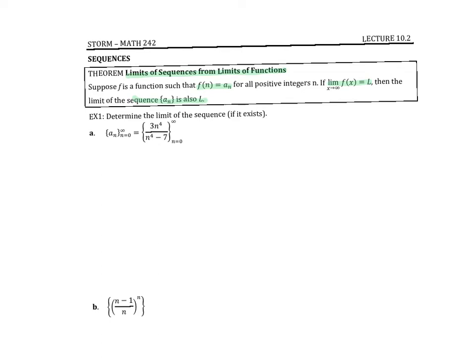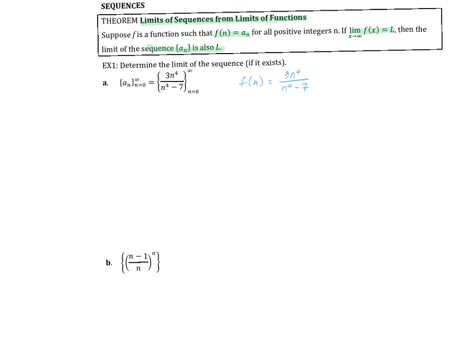If we look at example 1, we have this sequence. And let's say our function, I'm just going to use n instead of x to be consistent with my sequence. Let's say my function is 3n to the fourth over n to the fourth minus 7. Then I can go ahead and evaluate that limit as n goes to infinity of this new function that I defined.